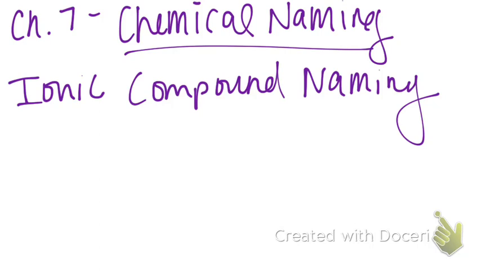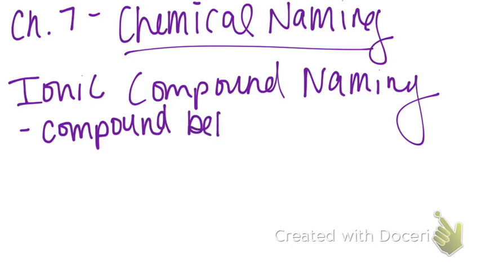No, it does have the word ion in it, but no, ionic compounds are compounds between a metal and a non-metal. Okay, so for these first couple days, we're going to be focusing on compounds between a metal and a non-metal.